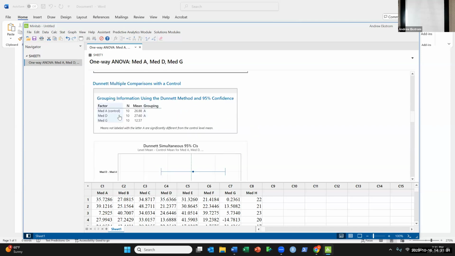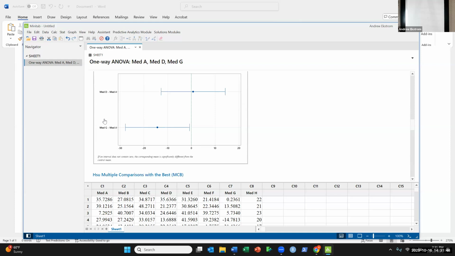We look at the next group here. So Dunnett multiple comparisons with a control, grouping information using the Dunnett method and 95% confidence. So we called medication A the control. This is telling us that A and D are similar to each other, but medication G, again, just not cutting it.